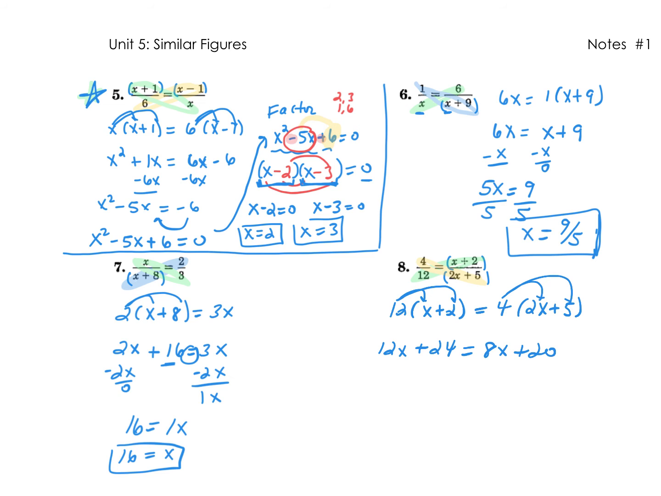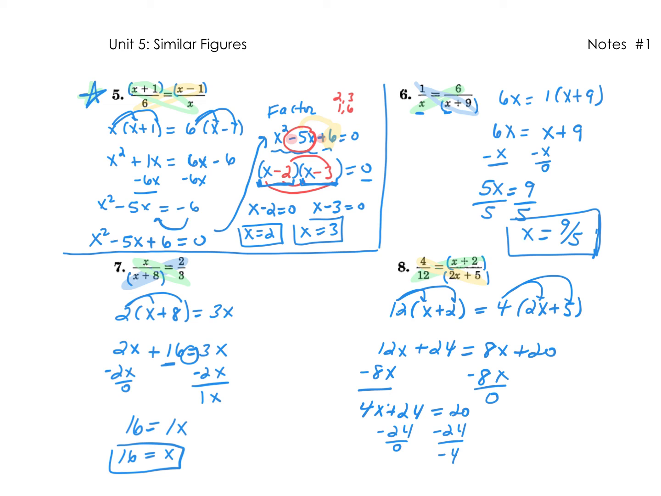All right, let's get the x's together on the left-hand side. Subtract 8x from both sides. So that's going to go to 0 on the right-hand side of our equation. 12x minus 8x is 4x on the left-hand side. So you have 4x plus 24 equals 20. We need to subtract 24 from both sides. And 20 minus 24 does give us negative 4.